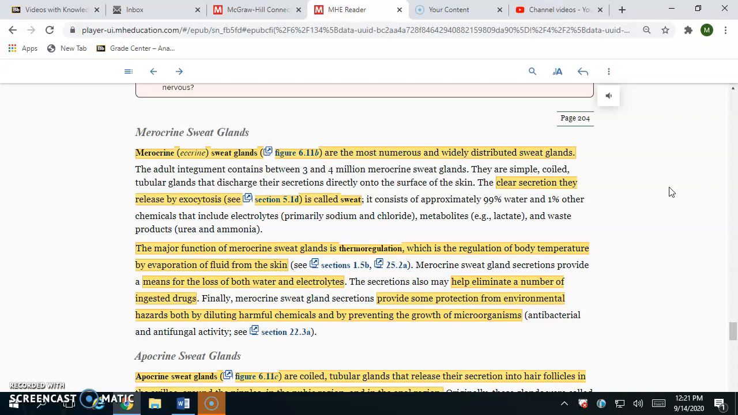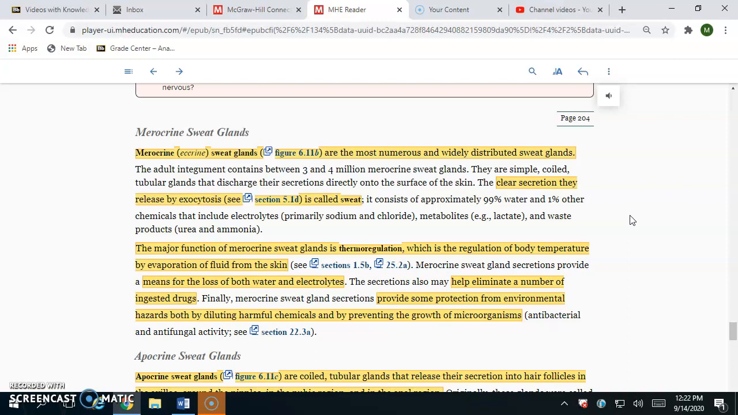The merocrine sweat glands are the ones you can find everywhere in the body, so they're the most numerous of our sweat glands. Another thing that differs between our sweat glands is their function. The major function of merocrine sweat glands, what we usually think of when we think of sweat glands, is thermal regulation, which is body temperature regulation or body temperature homeostasis. Remember, that's because the sweat is released and evaporates from the surface of the skin and takes a lot of heat with it to help lower our body temperature back into a normal range.